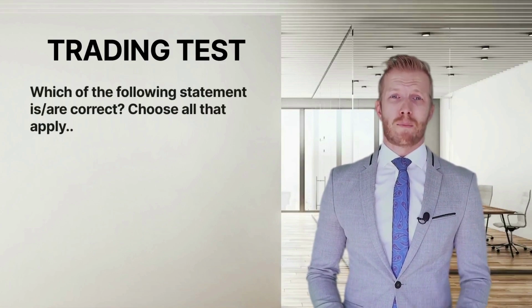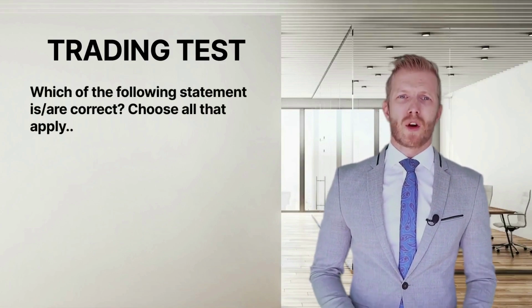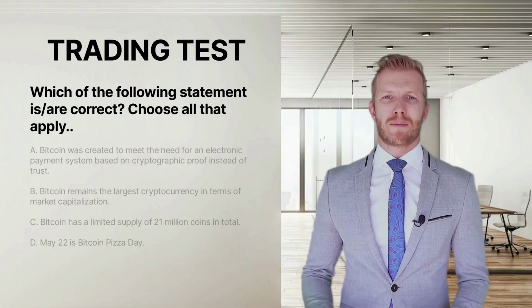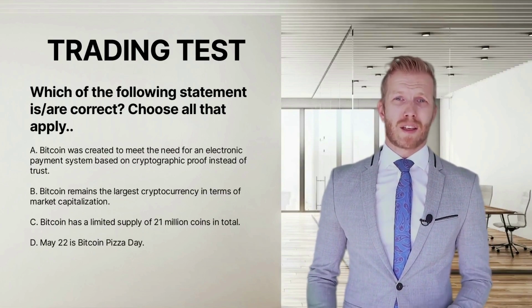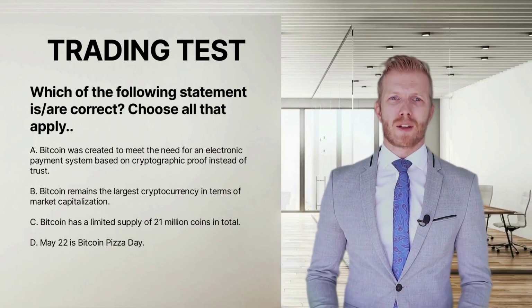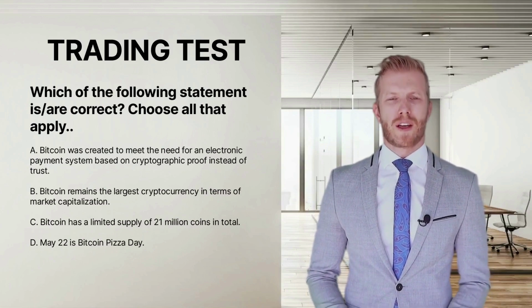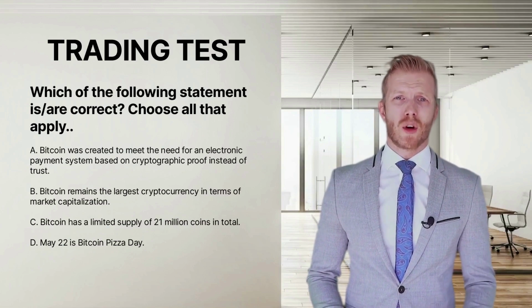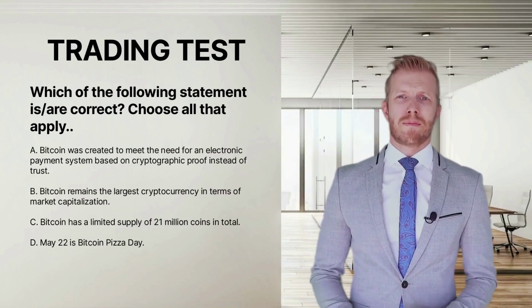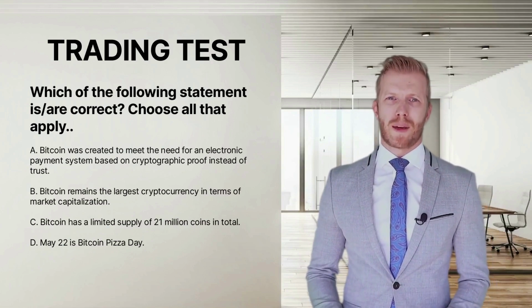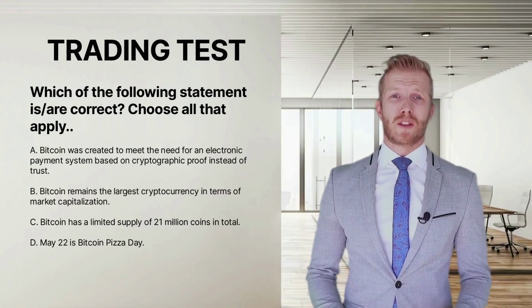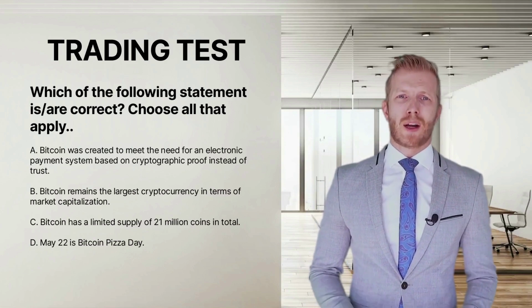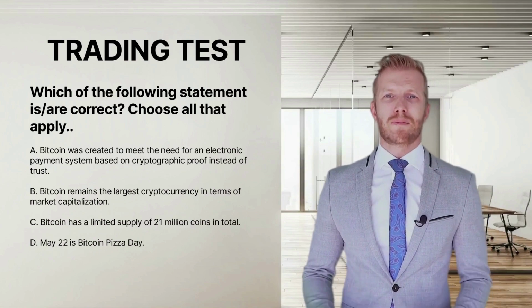Which of the following statements are correct? Choose all that apply. A. Bitcoin was created to meet the need for an electronic payment system based on cryptographic proof instead of trust. B. Bitcoin remains the largest cryptocurrency in terms of market capitalization. C. Bitcoin has a limited supply of 21 million coins in total. D. May 22nd is Bitcoin Pizza Day.